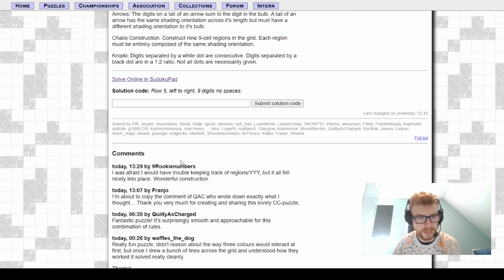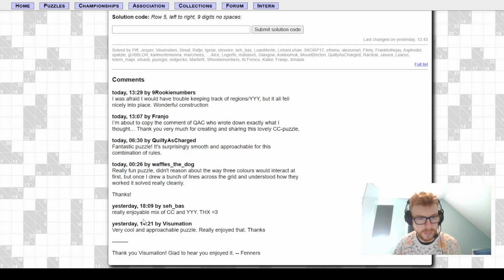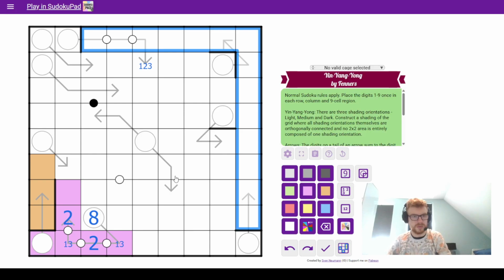Themselves are oriented. Very cool approachable puzzle. Didn't reason about the way 3 colors would interact at first, once it drew a bunch of lines across the other side of the road. Then it must be more chaos construction things.